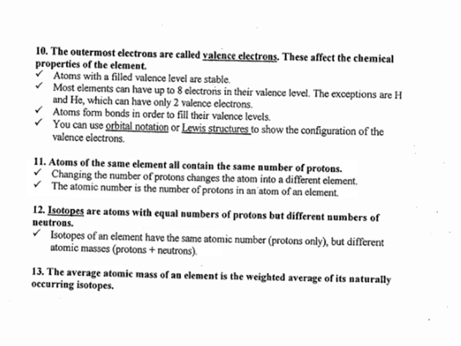The outermost electrons are called valence electrons, which affect the chemical properties of an element. They fill a valence shell to become stable by having 8 electrons in their outer shell, except for hydrogen and helium, which only need 2. Atoms of the same element have the same number of protons, so aluminum will always have 13 protons.